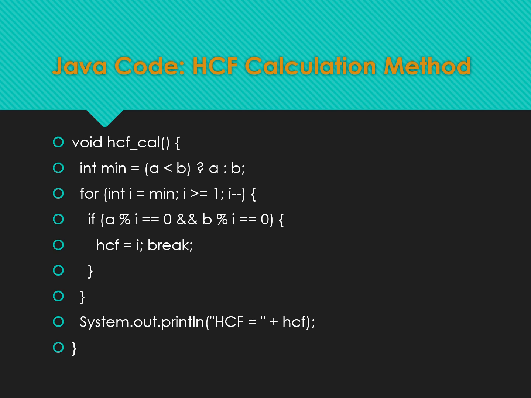In each iteration of the loop, we check if the current number divides both a and b without leaving a remainder. In other words, we use the modulo operator % to test whether a % i equals 0 and b % i equals 0. The moment we find such a number, we know it is the highest number that divides both values evenly, that is, the HCF. We then store this value in the HCF variable and exit the loop immediately using a break statement, as there's no need to check further.